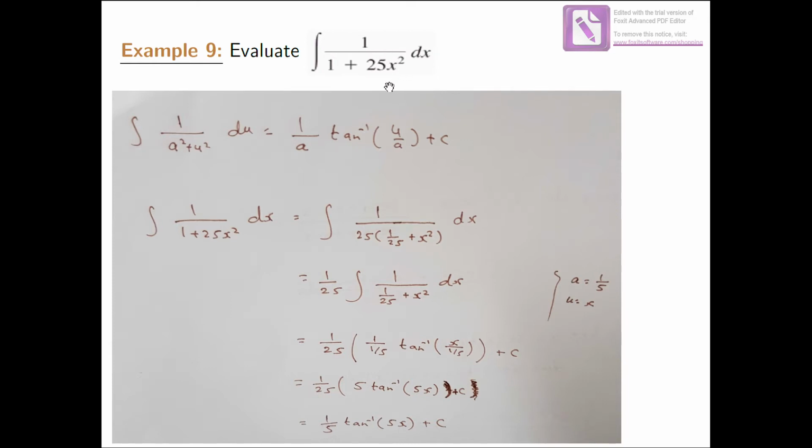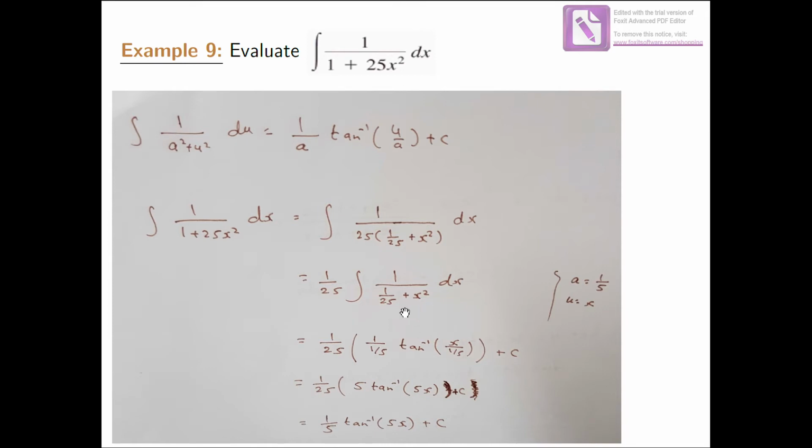So we use that rule, integral of 1 over a squared plus u squared du is equal to 1 over a tan inverse of u over a plus the constant c. But first we need to rewrite our function 1 over 1 plus 25x squared as a squared plus u squared. So if we take 25 as a common factor between these two, it will be 25 multiplied by 1 over 1 over 25 plus x squared. So from here 1 over 25, which is this one, is a constant. So we have integral of 1 over 1 over 25 plus x squared.